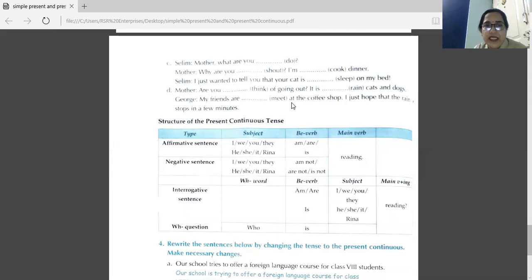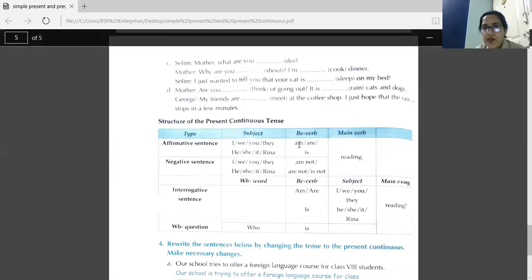Now see the structure of present continuous tense in different sentences. First, the affirmative sentence. Subjects: we have I, we, you, they, plural subjects, and with plural you have I also and you also. With I you have to use am. These are forms of be, which I explained to you in the starting. With we, you, they, you have to use are. And the main verb here is reading. Now singular subjects: he, she, it, or Rina, the name of a person. With that, we have to use is. So he is reading, she is reading.